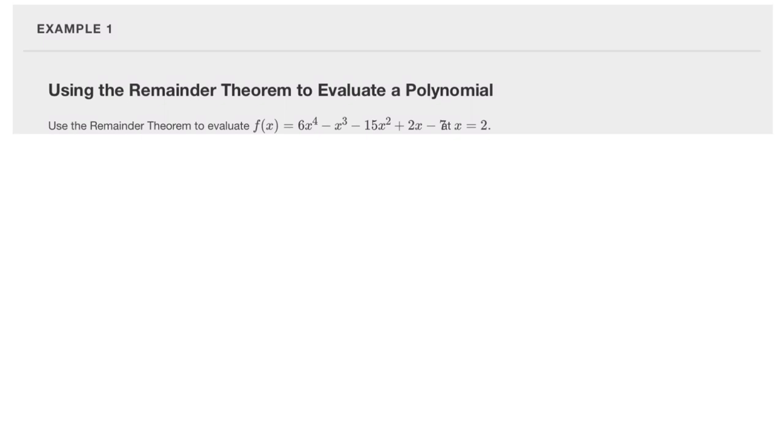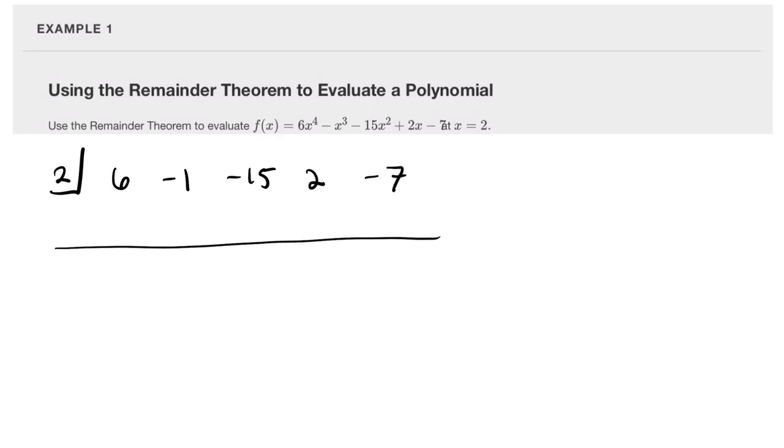So in this case, we put 2 in the chair. We take our coefficients. Notice the powers go 4, 3, 2, 1, 0, so every power is accounted for. So we can just take our coefficients, 6, -1, -15, 2, and -7. Then the remainder after we do synthetic division is going to be f of 2, right? So f of 2 is equal to the remainder.